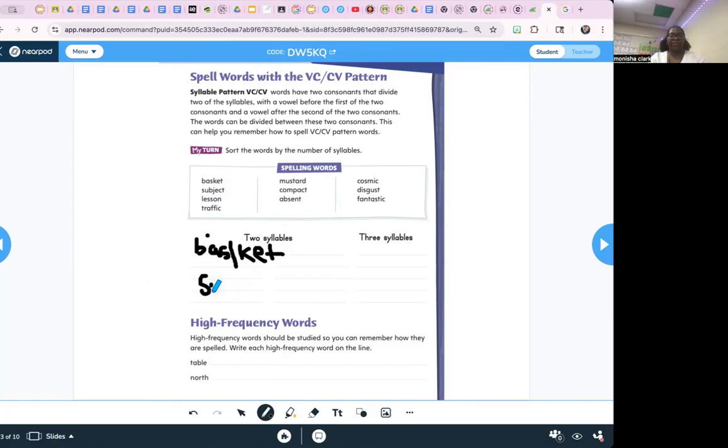And then we have subject. Sub. In between the two consonants, B and J, that is the break. Ject. Now, I know this looks crazy. You guys do the rest on your own. Make sure that it doesn't look that crazy. Try to use the text feature if you're going to use the Nearpod.